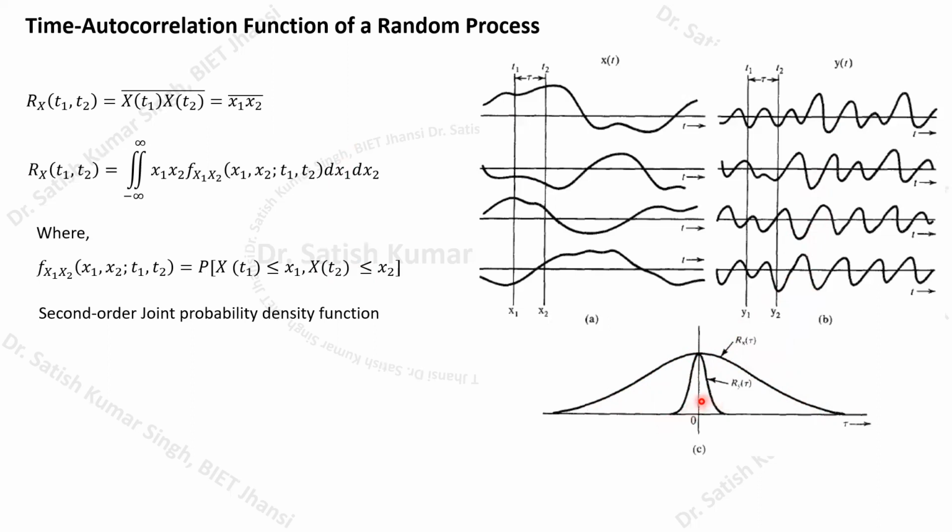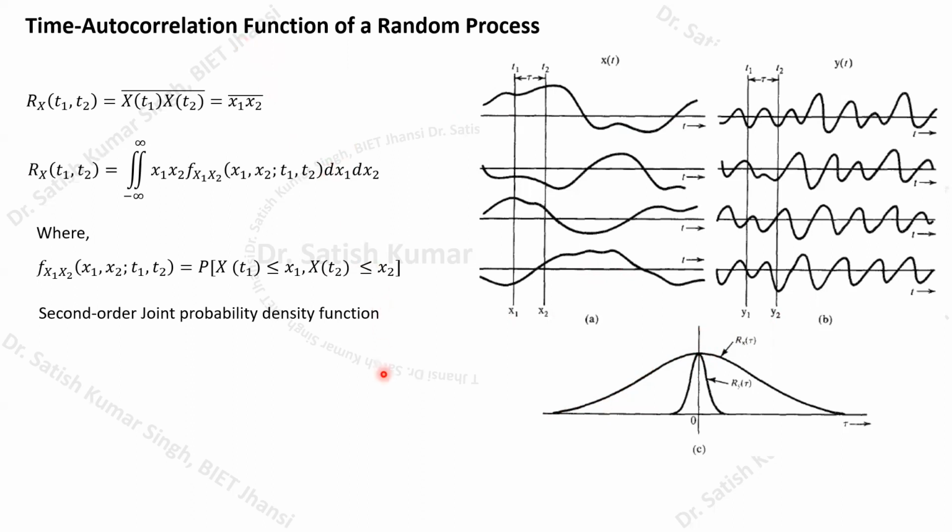So whenever the autocorrelation function is very narrow, it reflects that the signal is highly random and rapidly varying in time. Whenever it has more spread in time, normally the signal has less rapidity. This is how we can calculate the time autocorrelation function for a random process.